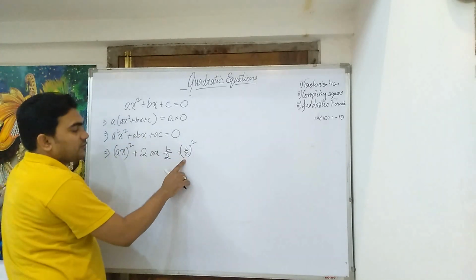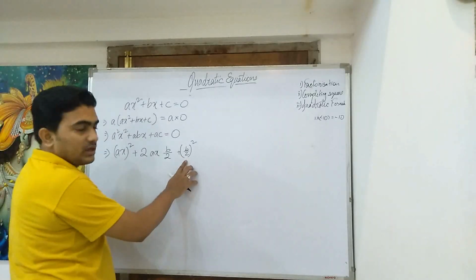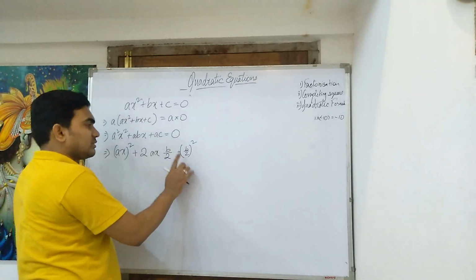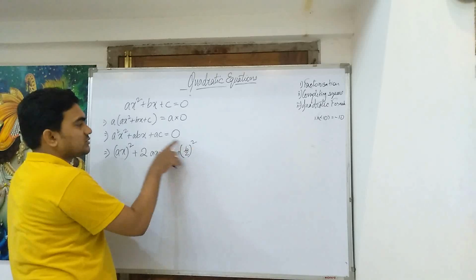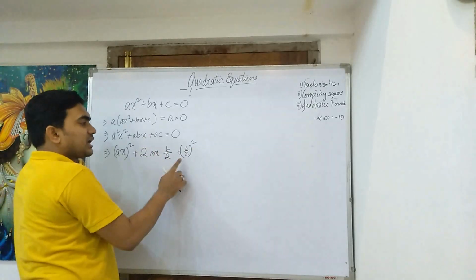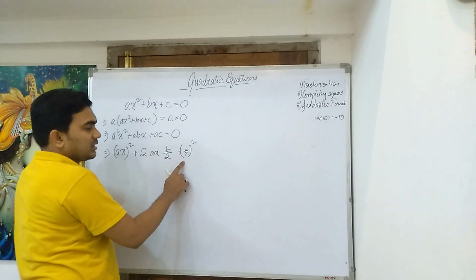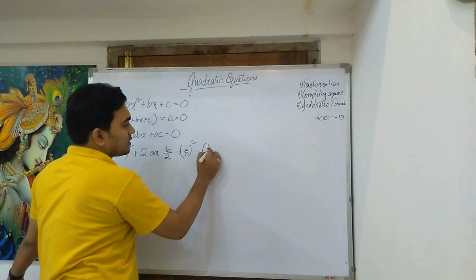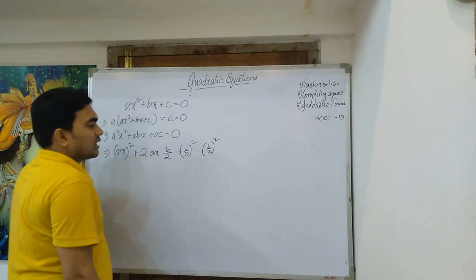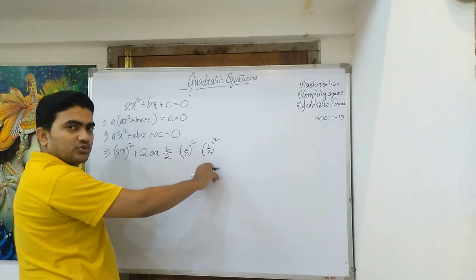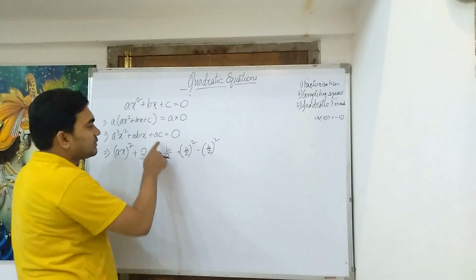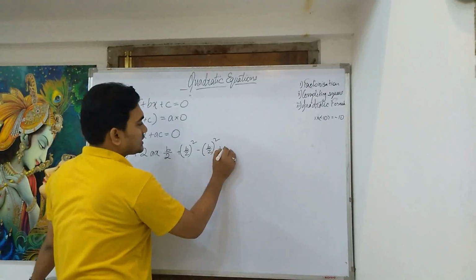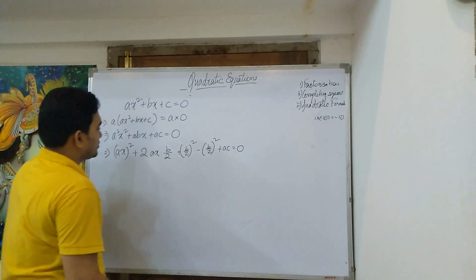Since I have introduced this term, I must balance it. This term, b by 2 whole square, was not present in the previous step. I have myself introduced this term in this step, so I have to balance it. I'll balance it by minus b by 2 whole square. Now the remaining part is ac, plus ac equals to 0.